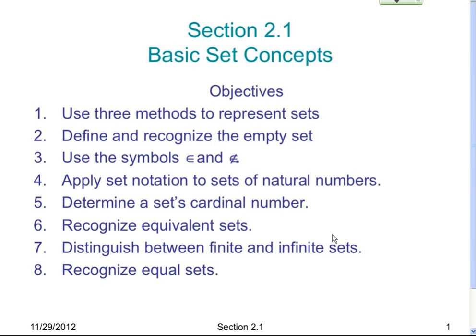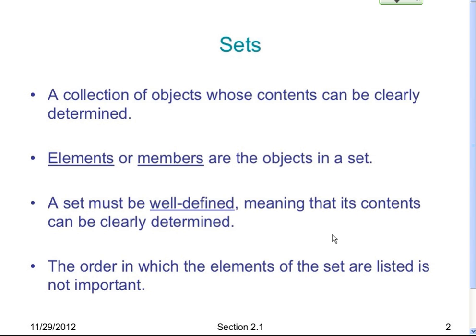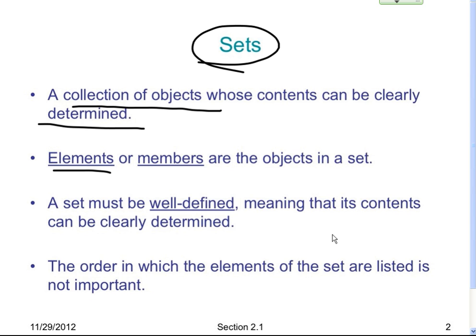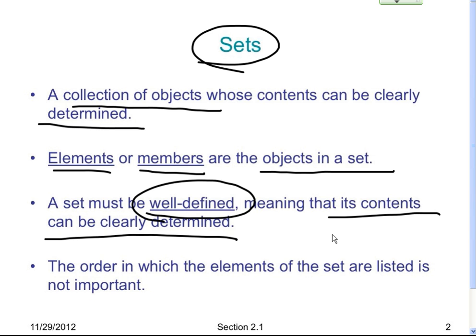This is section 2.1. We're going to be talking about sets. A collection of objects whose contents can be clearly defined. That's the definition of set. Elements are members in a set. Those are the objects in a set. A set must be what we call well-defined. What that means is the contents can be clearly determined.